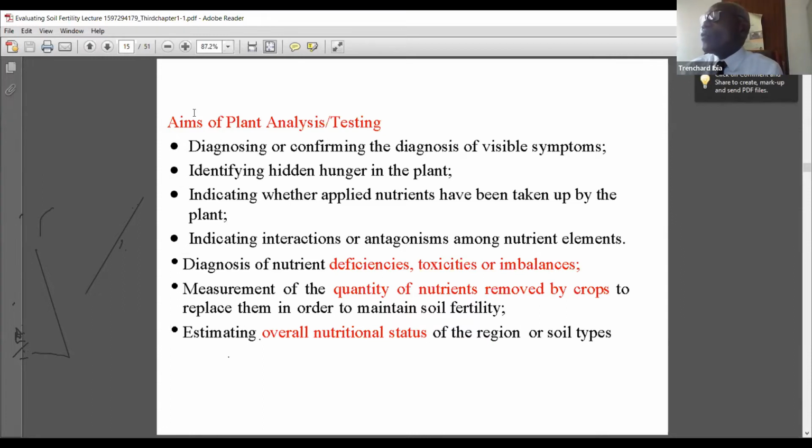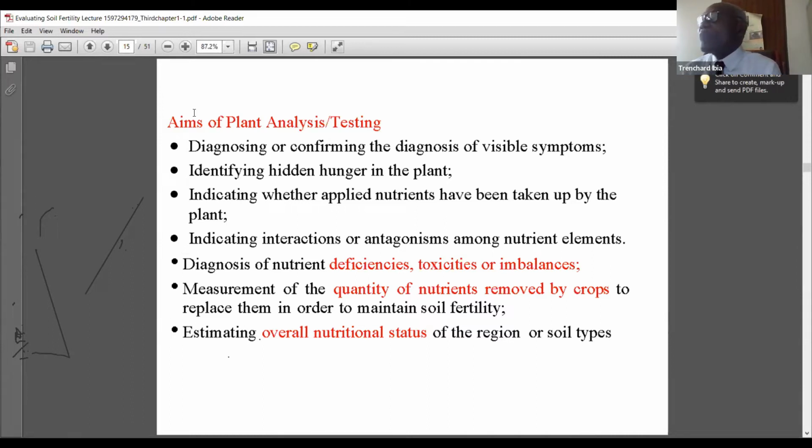Indicating interactions or antagonisms among nutrient elements. Nutrients can interact to enable a nutrient or a set of nutrients to be useful. Nutrients can also antagonize one another. So you need plant analysis to know if there is such a situation.